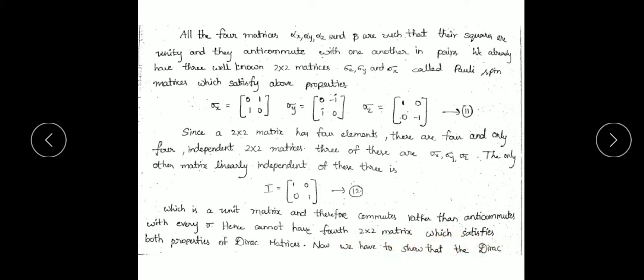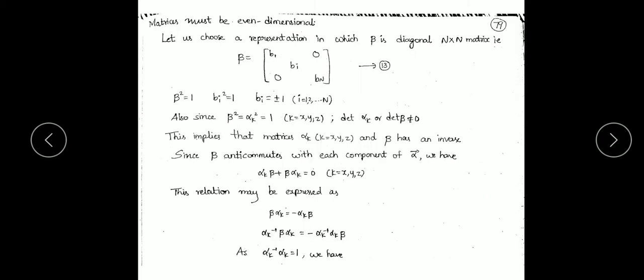Now we have to show that the Dirac matrices must be even dimensional. So we need to prove this. Even dimensional means 2 by 2, 4 by 4, 6 by 6, 8 by 8, like that. We need to prove that it must be an even number.